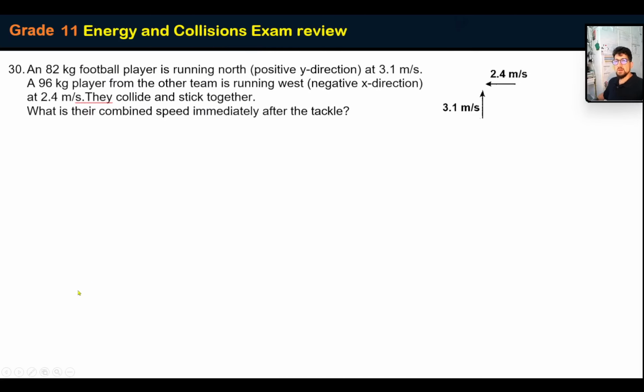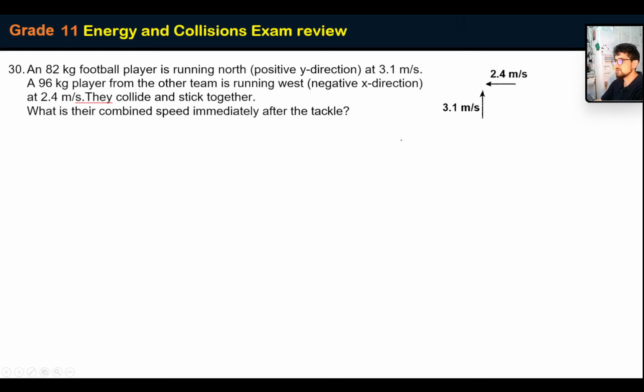Nearly there. An 82 kilogram football player is running north at 3.1 meters per second, and a 96 kilogram player from the other team is running west, which is negative x direction, at 2.4 meters per second. Now, because the question defines positive as x and negative x direction is west, that just makes things a little bit easier. They collide and stick together. What is their combined speed immediately after the tackle?